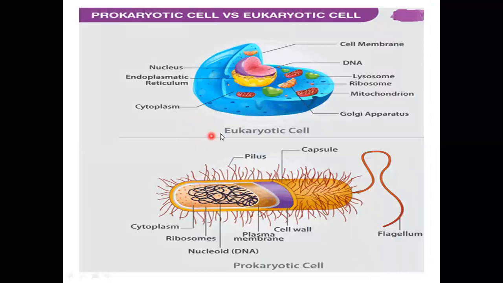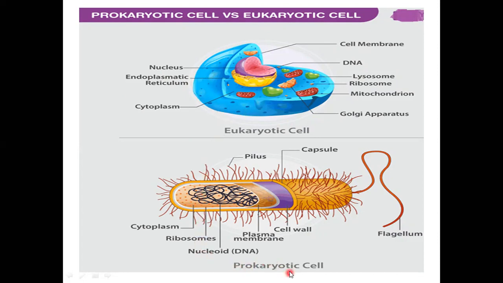So you can see here, this is the structure of eukaryotic cells. This is a definite nucleus. You can see here a membrane is around the nuclear materials. This is endoplasmic reticulum. This is cell membrane. This is DNA inside the nucleus. This is lysosome. This is ribosome, mitochondria, Golgi apparatus, and this is the cytoplasm. So you can see here, this is the eukaryotic cell, which contains a membrane-bound nucleus and all the organelles present.